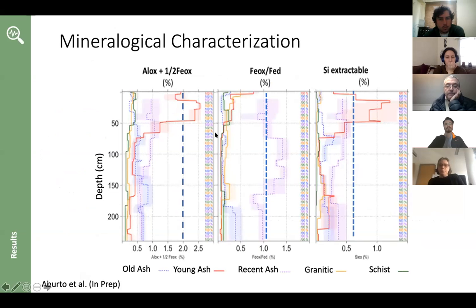Selective dissolution shows that the young ash soil is the one that meets the requirement for andisols, only in the first 50 centimeters. In the recent ash soil, the oxalate to dithionite iron ratio shows mostly amorphous iron oxides, and the young ash is a Silandic type of andisol.